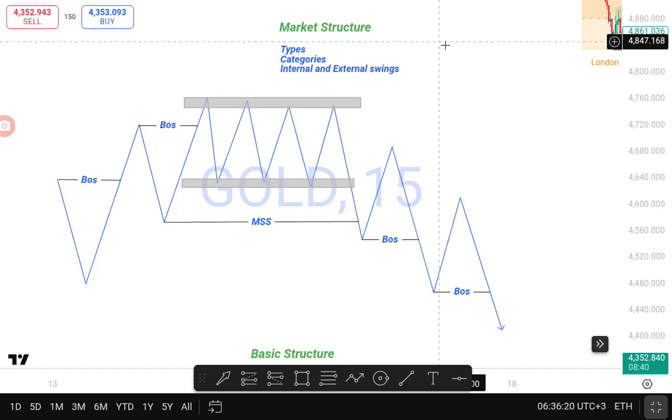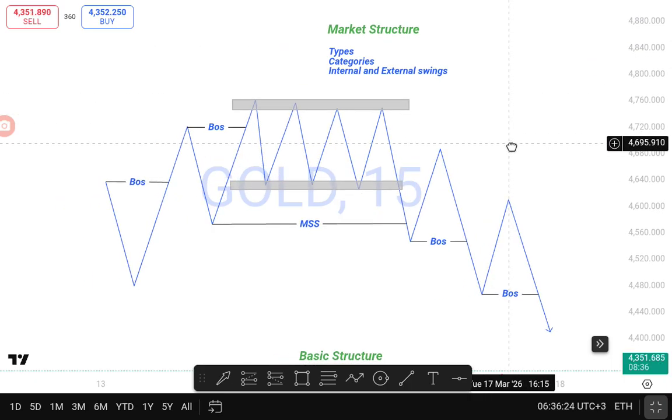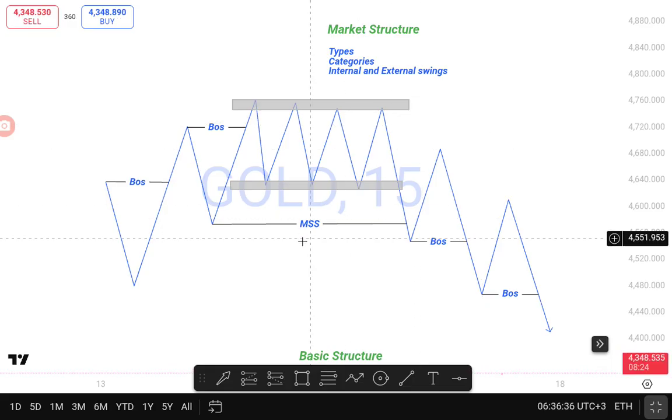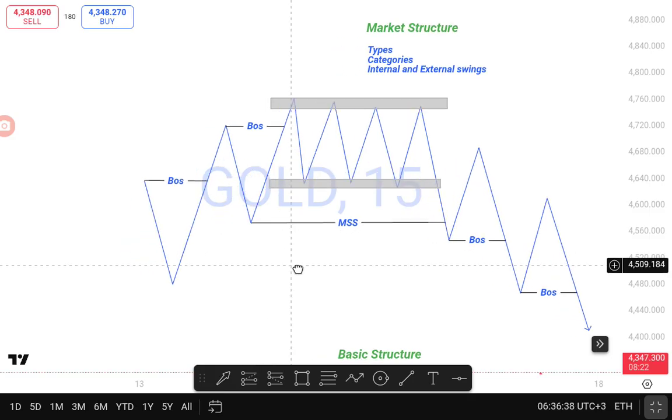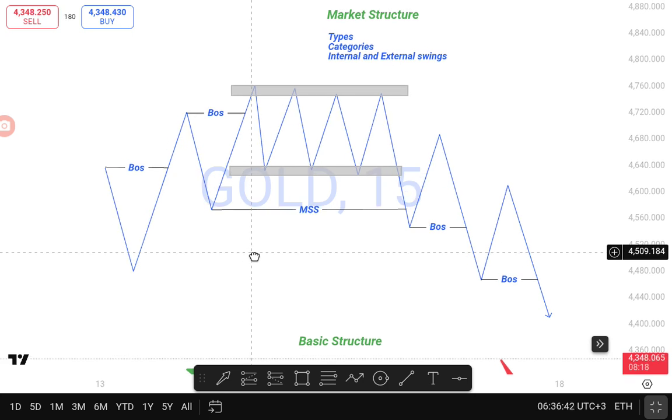We have market structure and price action. So still on market structure, in this video we're going to talk about the types of market structure, their categories, and internal and external swings.